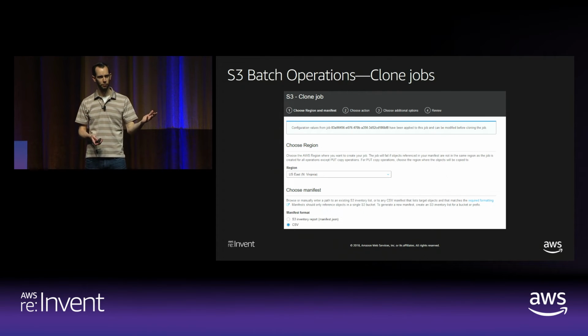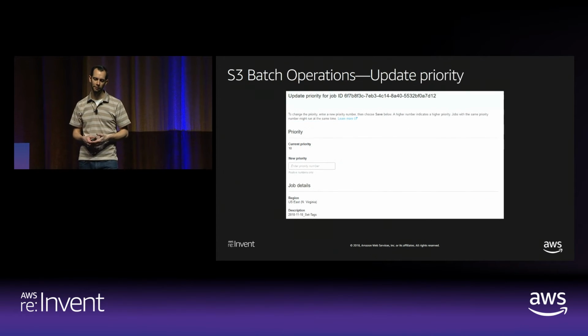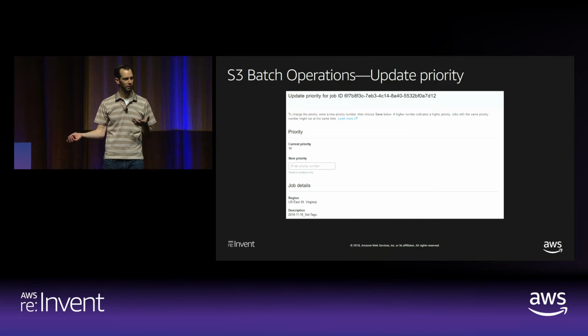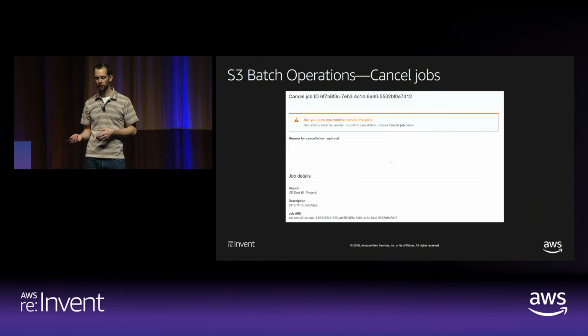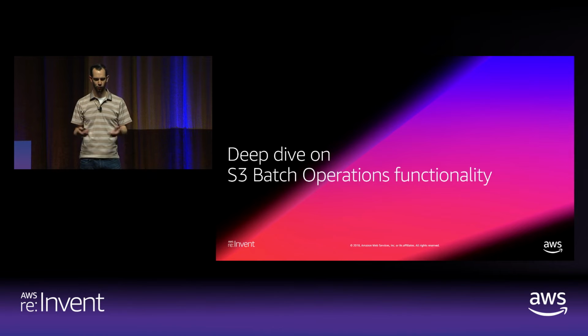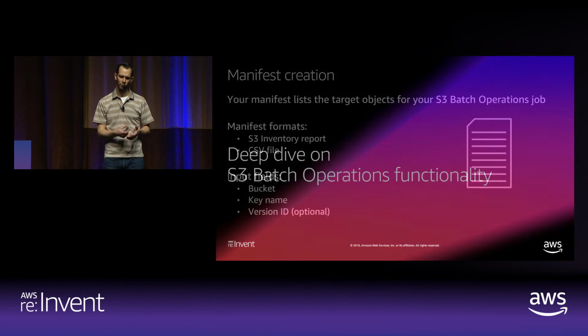Cloning the jobs, just going to mirror the parameters. So we talked about that. And then updating priority was a simple, easy way to kind of jump in and out of the UI to do that. Canceling jobs, specify that cancellation reason if it's relevant to you.